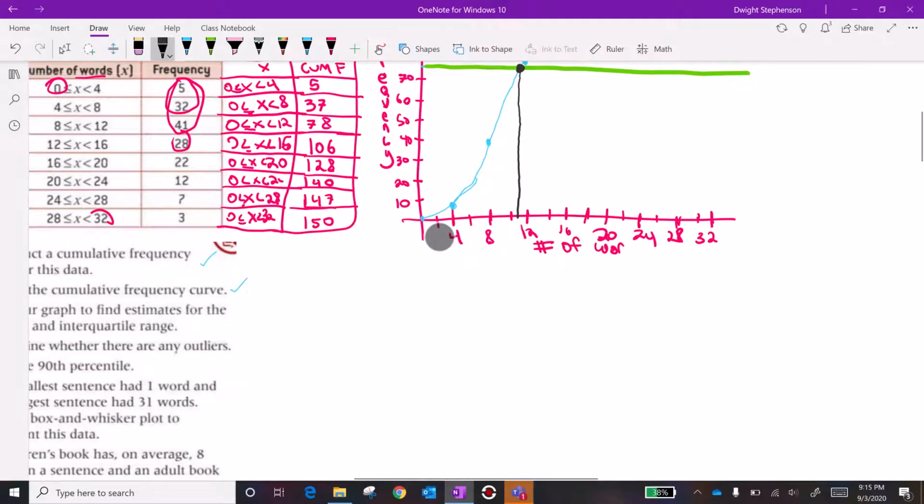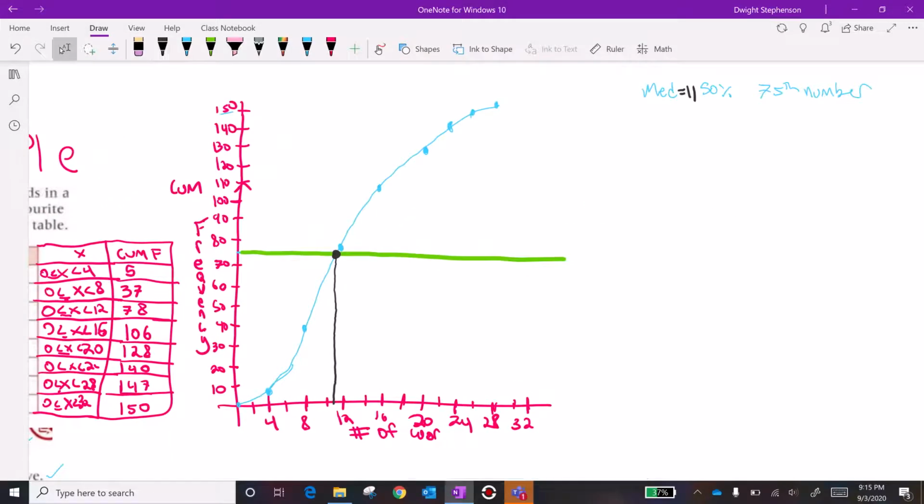And the next one said the quartiles, right? So quartile 1 is the 25th percentile.